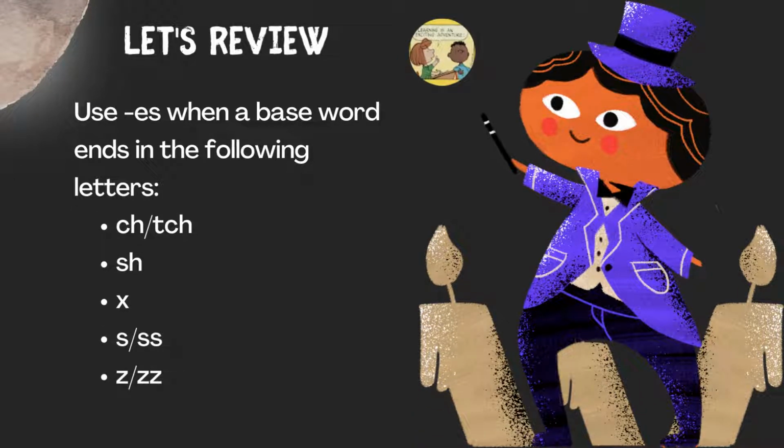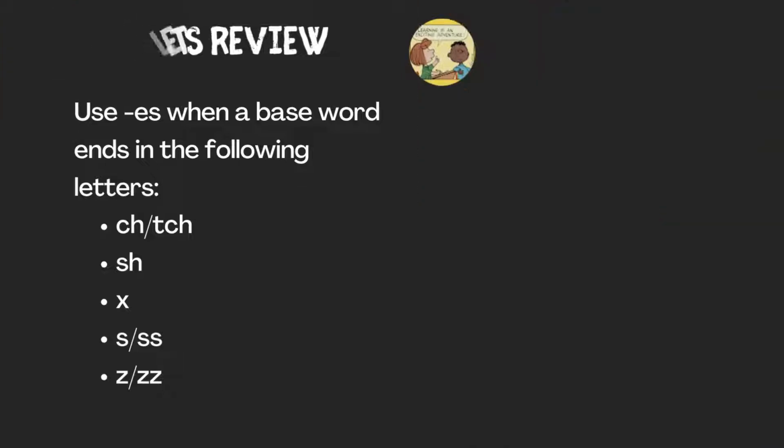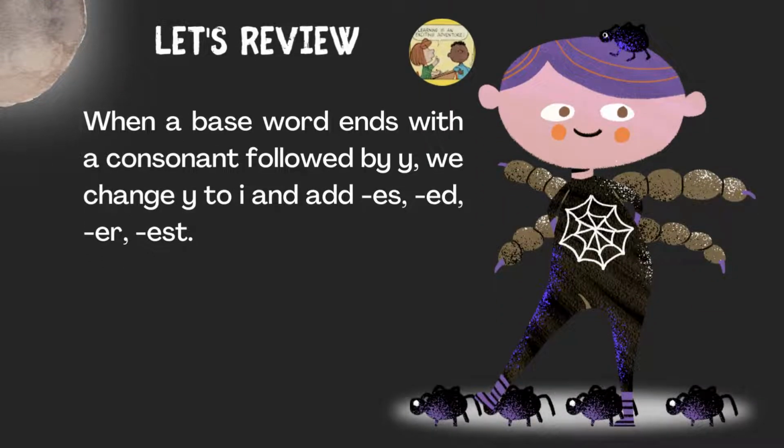We use es when a base word ends with the following letters: ch or tch, sh, x, s or double s, z or double z. When a base word ends with a consonant followed by a y, we have to change the y to an i before we add es, ed, er, or est.